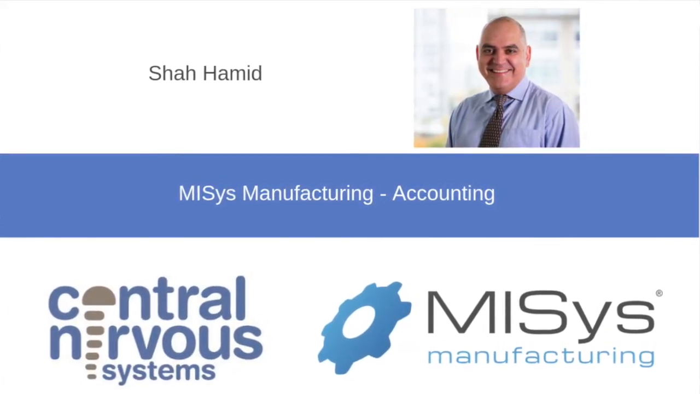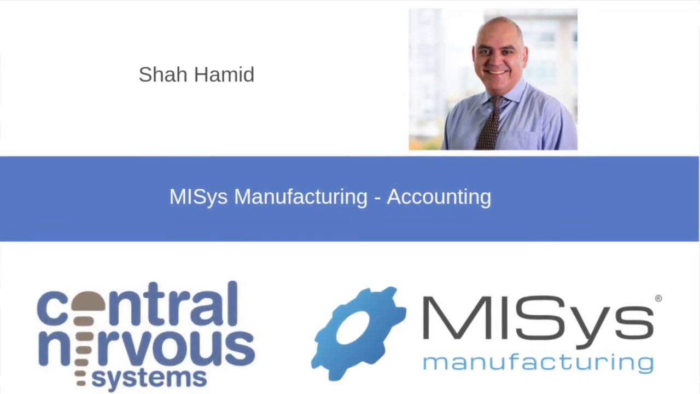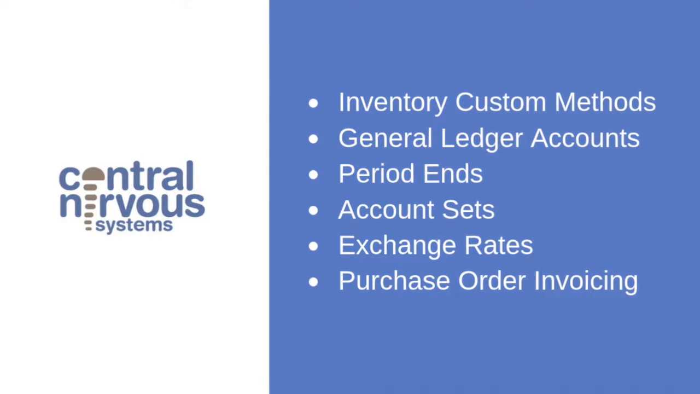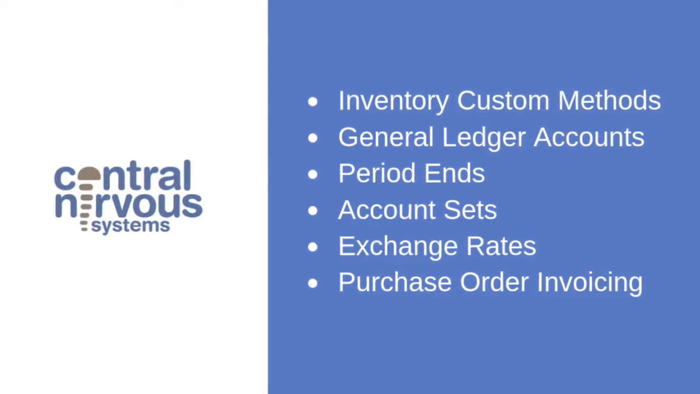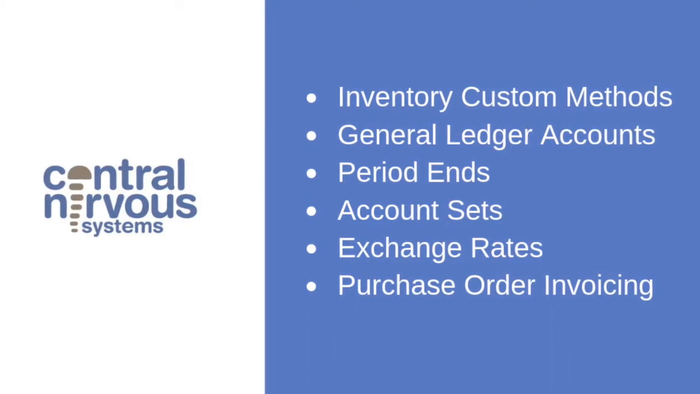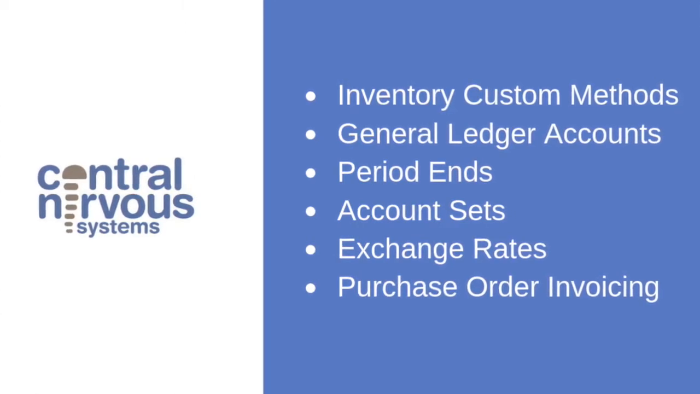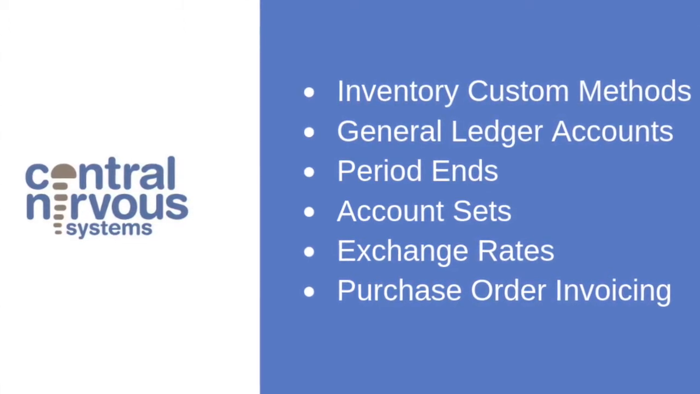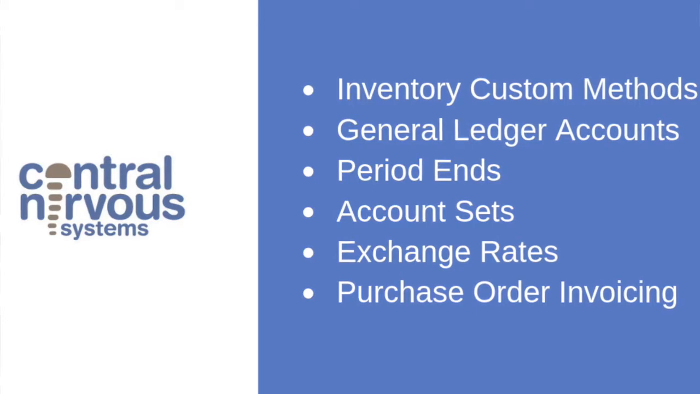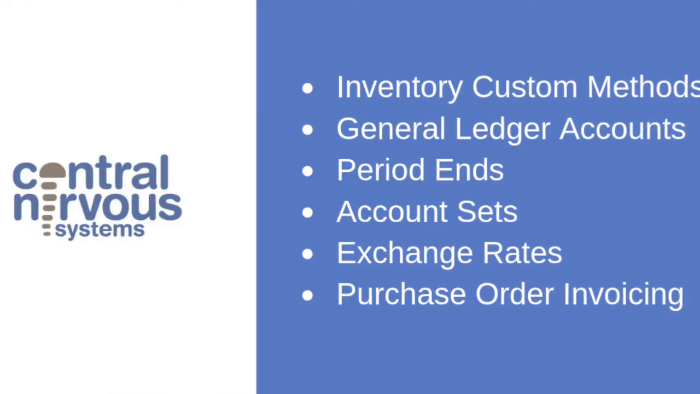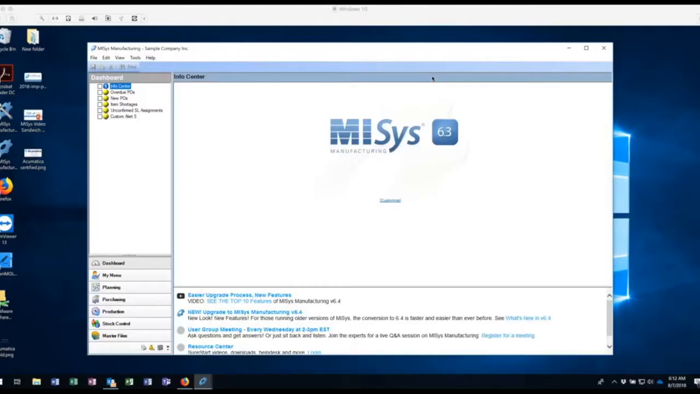Shaw from Central Nervous Systems, and today we talk about accounting and MISys. We will discuss the accounting programs that MISys integrates with, the inventory costing methods that MISys can be set up to use. We'll talk about general ledger accounts and period ends, account sets, and exchange rates that can be set up to use for purchase orders made in currency other than your home currency. And lastly, we'll go over purchase order invoicing, so a purchase order invoice that we get from a vendor and transacting that through. Okay, let's start.